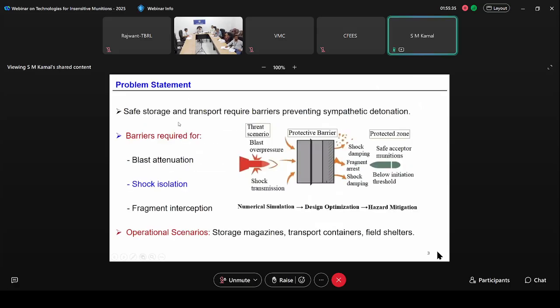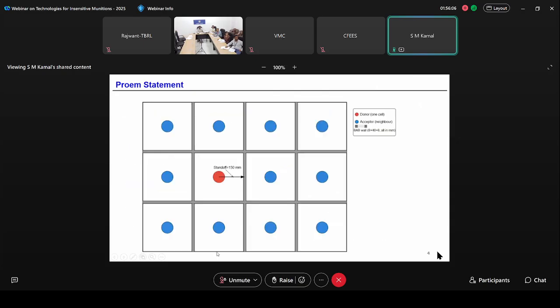So coming to the problem statement, as I have mentioned, the sympathetic detonation causes various types of hazards, and to safeguard against such hazards, we need barrier systems, right? In order to attenuate the blast overpressure, shock transmission to solids, and fragment interception, these are needed for various operational scenarios such as storage magazines, transport containers, and field shelters. So here I am showing a conceptual design of such barrier systems to be used in such scenarios.